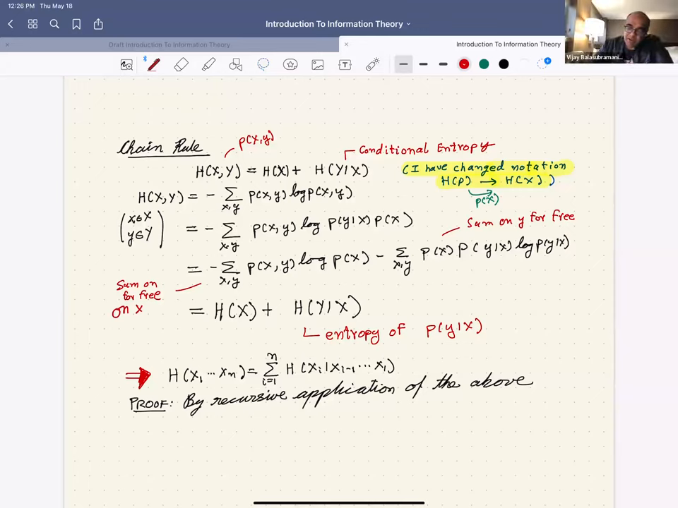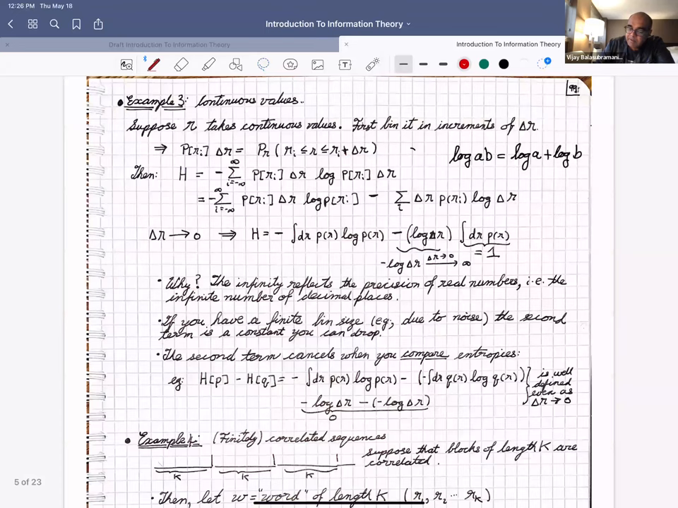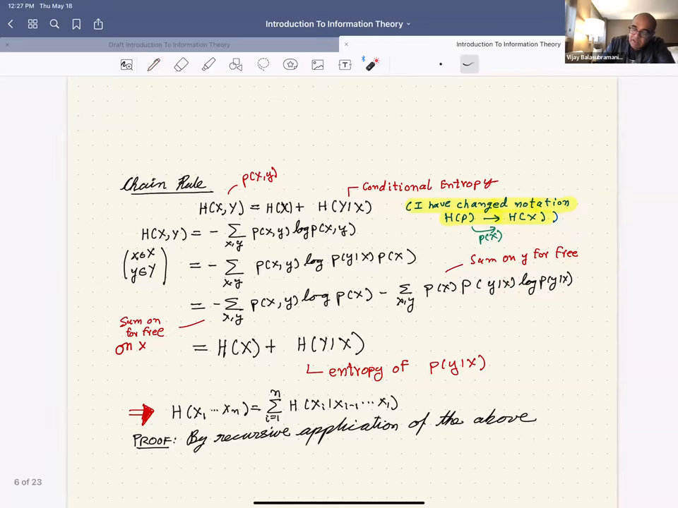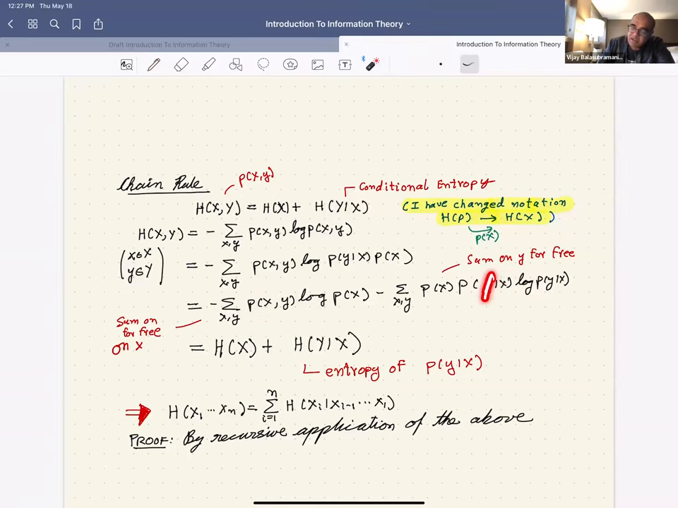Yeah. Okay, great. So if you look at this, on the one hand, this expression after I sum on Y is precisely the expression for P of X log P of X, that's the entropy of X. And the second expression, after I sum on X, becomes precisely the expression for the entropy of Y given X. I think I've set this backward. I think here I can sum on Y for free, and here I can sum on X for free.